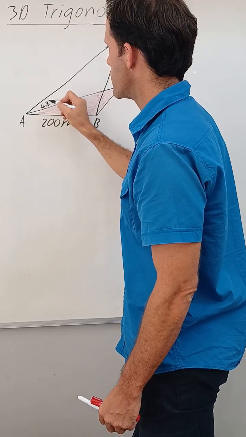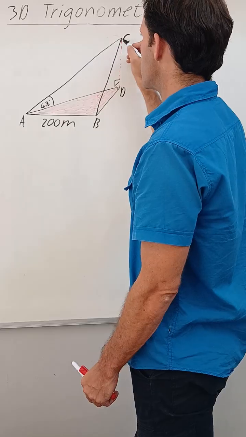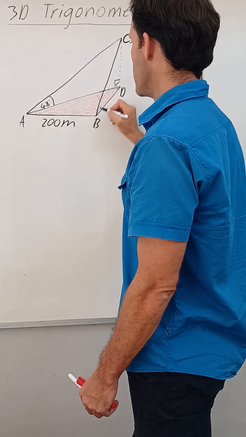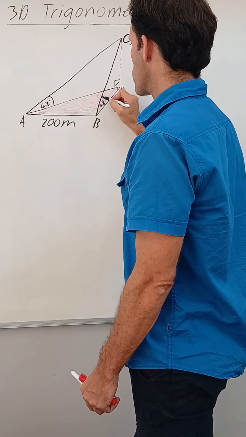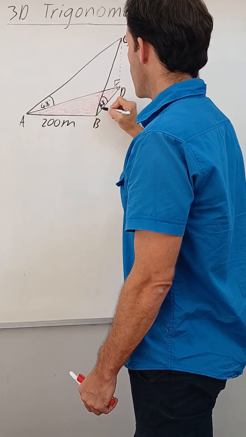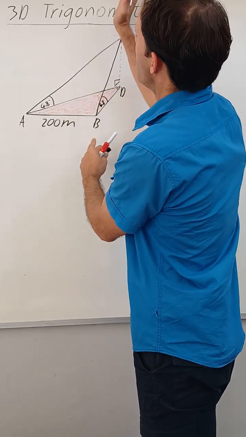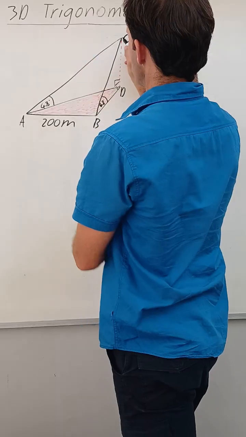of 48 degrees. They gave you that. They said from A, the angle of elevation to C is 48 degrees, and from B, the angle of elevation to C is 48. So this one is also 48. That helps a lot. The angle of elevation is always the angle up, so you can put in those 48 degrees going up to C.